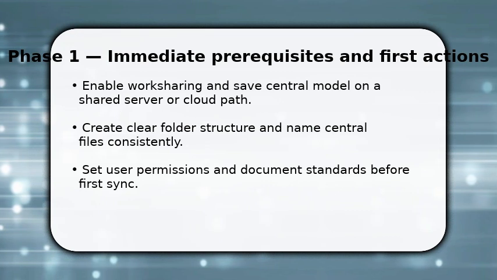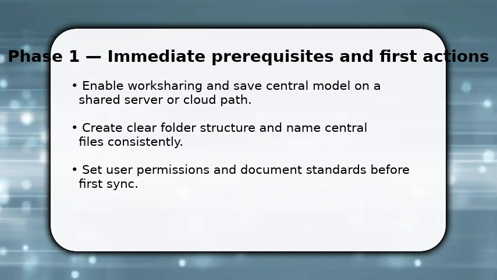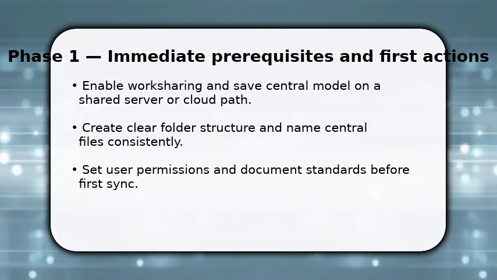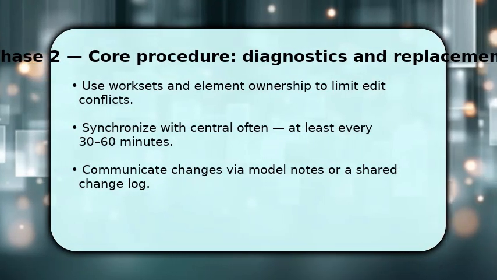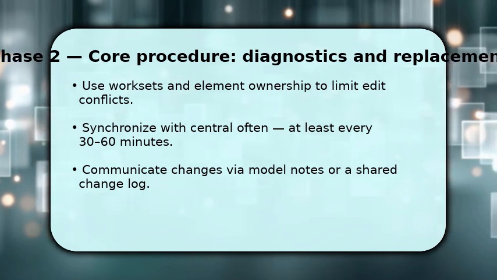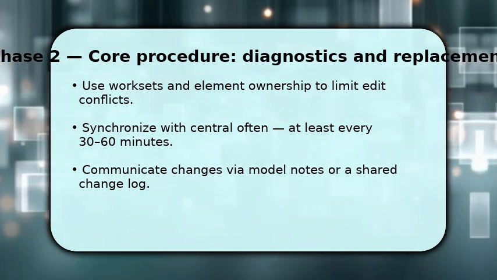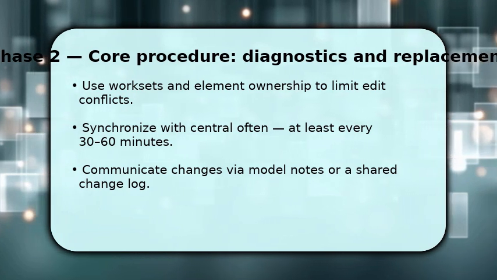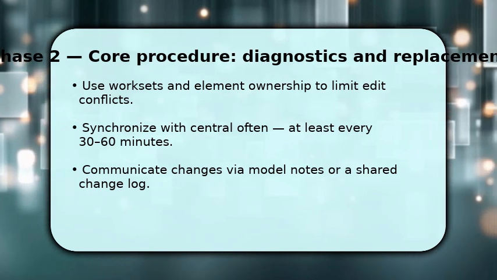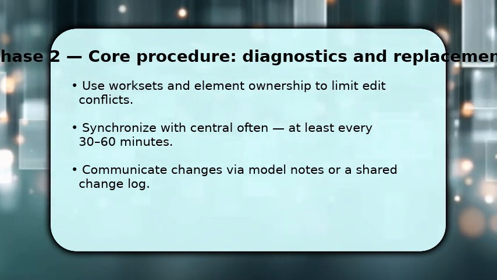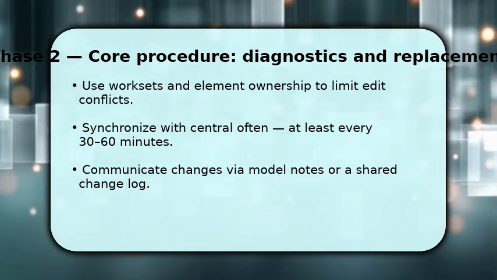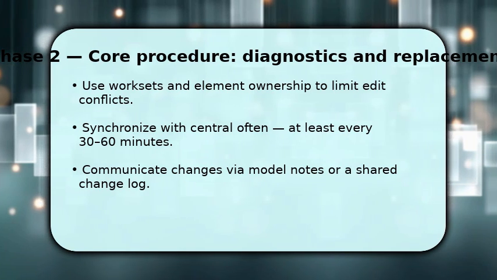Also, confirm your network or cloud path is stable and that users know the central file naming convention before they sync. Now keep the model healthy by working in focus sessions and syncing with central frequently. Do this every 30 to 60 minutes or after major changes. Use work sets to separate disciplines and relinquish elements you aren't actively editing, because this reduces conflicts and lock contention. Once done with a set of changes, add a clear comment to your sync so teammates know what you changed.